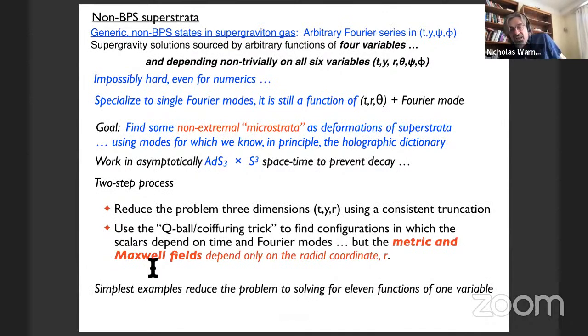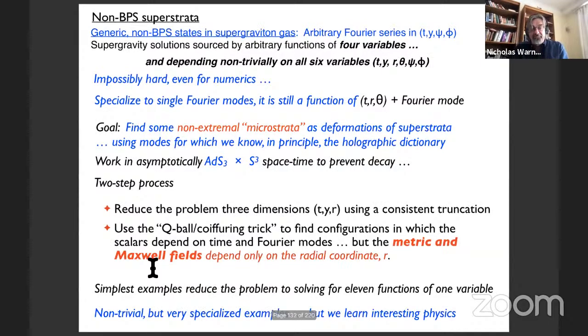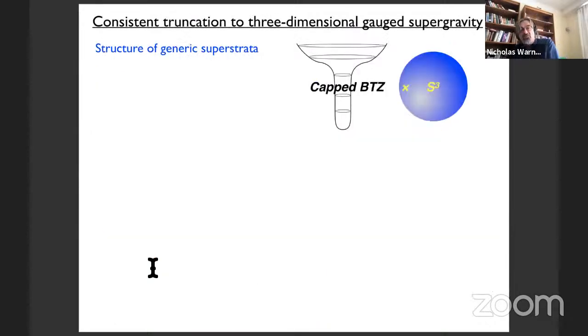And the simplest example of these, which we managed to construct, still involves solving for 11 functions, but of 1 variable. And so I'm going to talk about that. So it's non-trivial, but from these very specialized examples, I think we've still learned some interesting physics, and I want to convey one of the 2 or 3 lessons we've learned so far. As I say, we've only had these for a couple of weeks, so we haven't fully digested them.